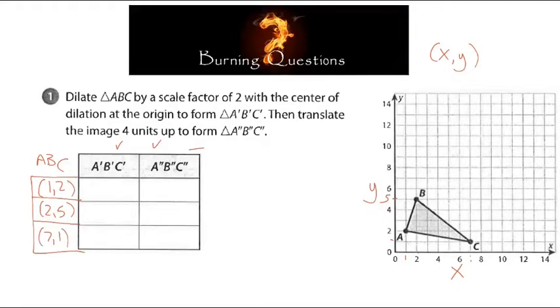And then I read through carefully to make sure that I'm going to do my transformations in order. It says dilate it with a scale factor of 2 with the center at the origin. So anytime I'm doing a dilation where they give you a scale factor that is centered at the origin, all you do is multiply the original coordinates by your scale factor. So I'm going to multiply everything in ABC by 2. So my new points are going to be at 2 comma 4, 4 comma 10, and 14 comma 2.